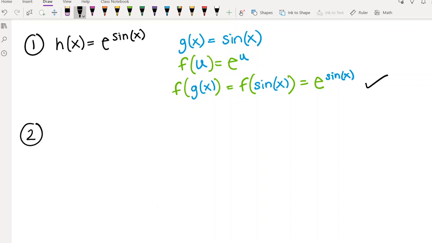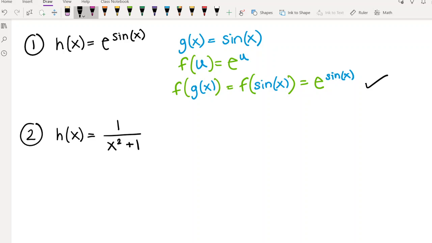Okay, so another example, let's look at h of x is equal to 1 over x squared plus 1. So in this case, it looks like one of the functions we definitely have is x squared plus 1, right? That's one of the building blocks of this function. But we also have 1 over something. So how could we write that as a function?